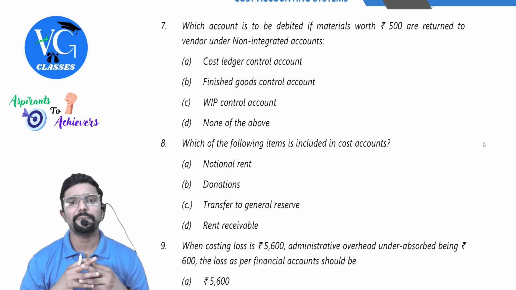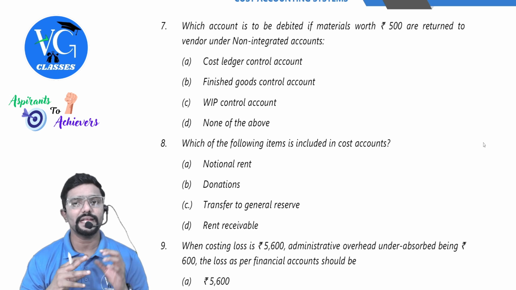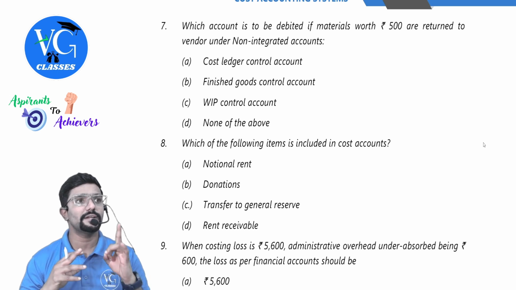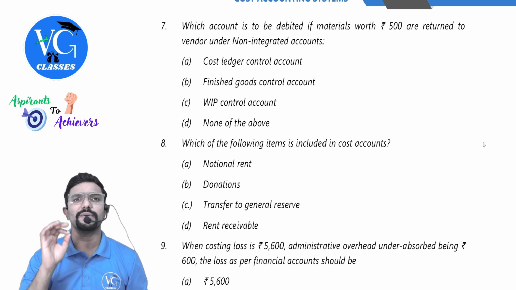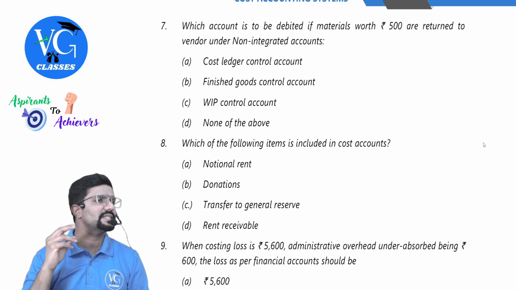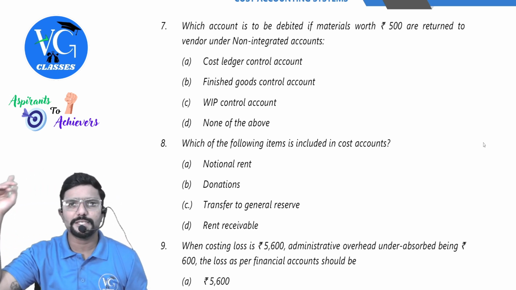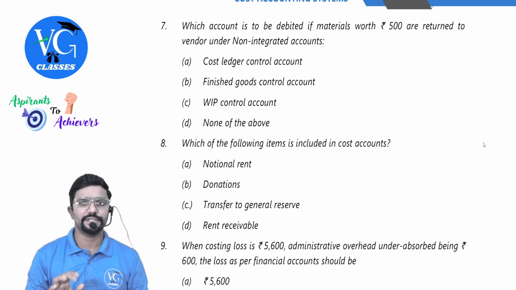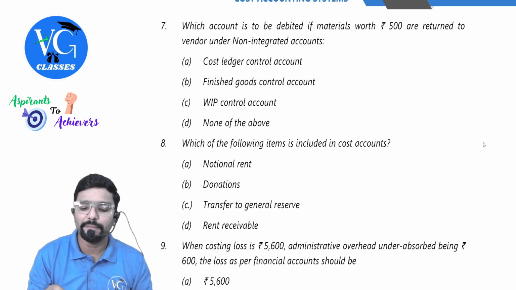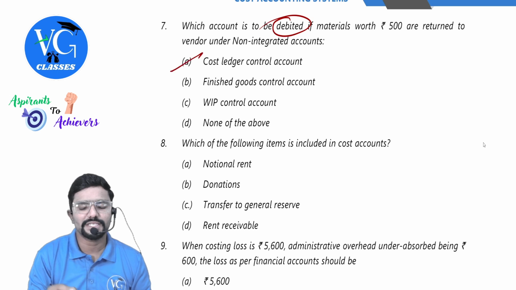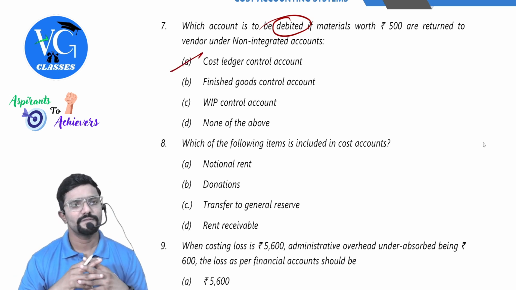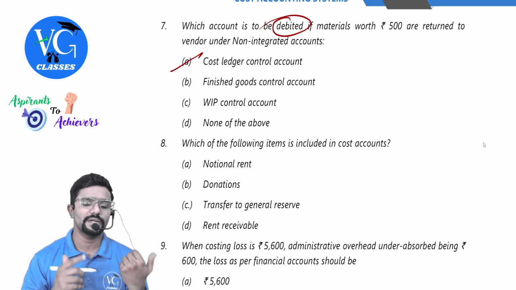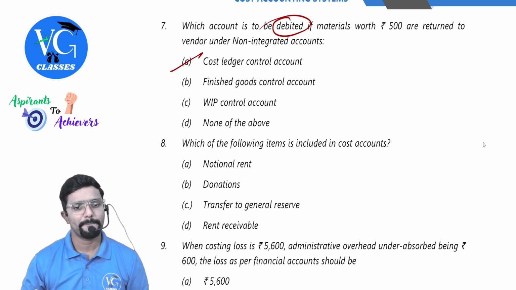Then coming to seventh one: which account is to be debited if materials worth 500 are returned to vendor? Vendor means purchase returns under non-integrated accounts. Guys, what is the purchase return entry? General ledger adjustment account to stores ledger. So they're asking which will be debited. Cost ledger. Cost ledger or general ledger is one and the same, guys. Finished goods control account, WIP control account, none of the above. So the answer is A.